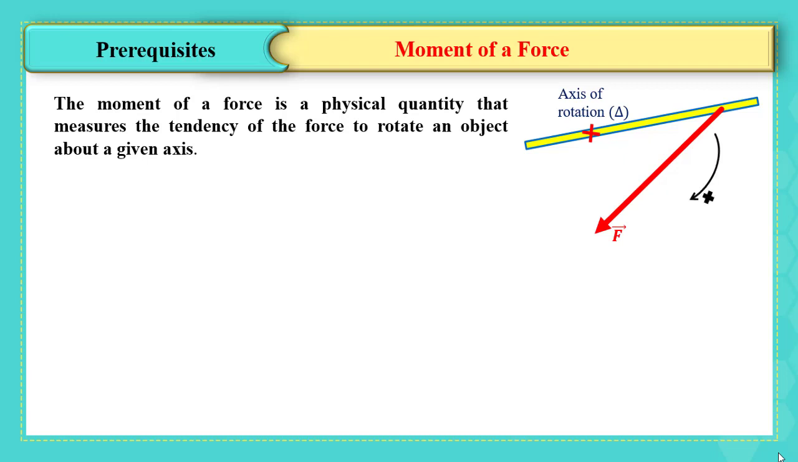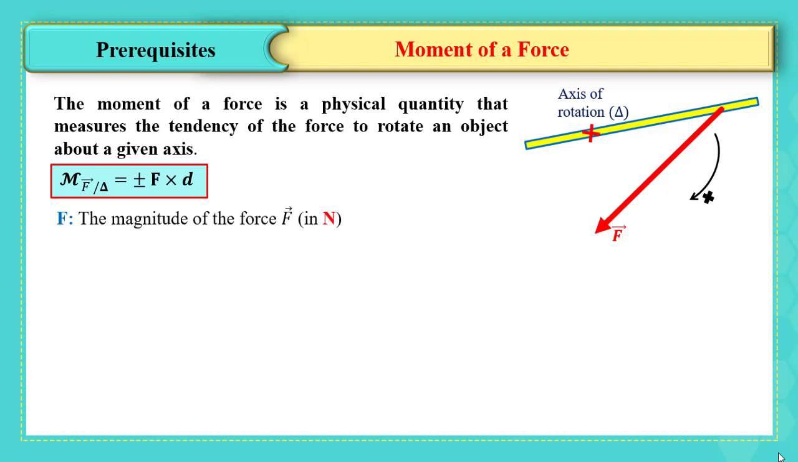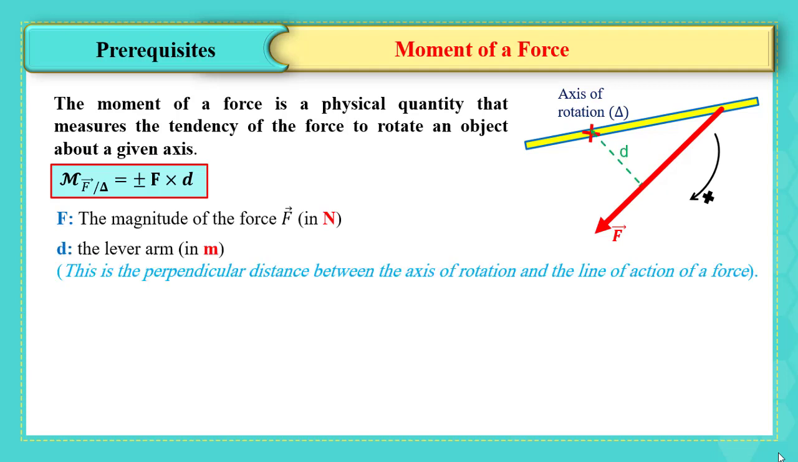The moment of this force is given by plus or minus F times D, such that F is the magnitude of the force in Newton, D is the lever arm, which is the perpendicular distance between the axis of rotation and the line of action of the force. The moment is the moment of the force with respect to delta in Newton meter.